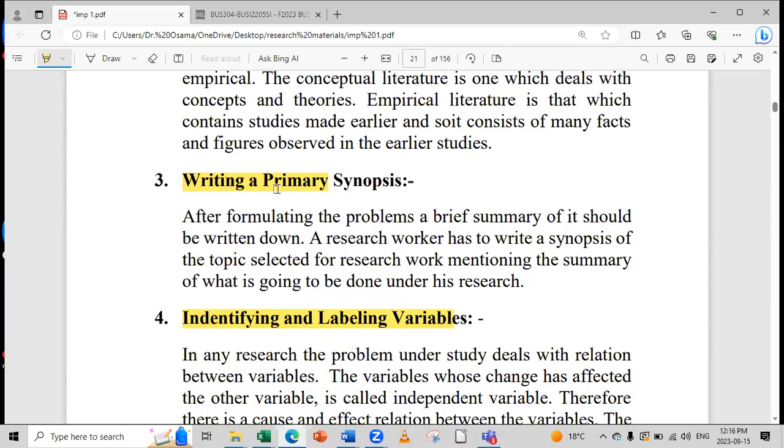Writing primary synopsis. Synopsis means shortcuts about the problem. After formulating the problem, a brief summary of it should be written down. A research worker has to write a synopsis of the topic selected for research work, mentioning the summary of what is going to be done under the research. Usually, this is done, guys, if we see a research paper, and I will show you research papers, in about 7 or 8 lines, and they are different in the font of writing.